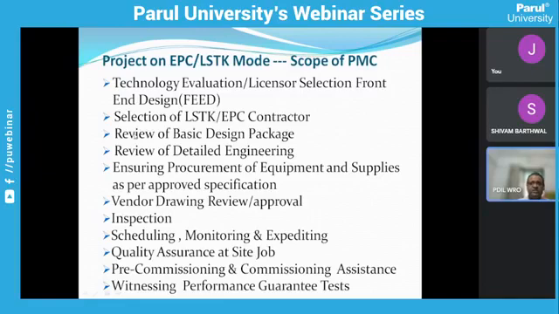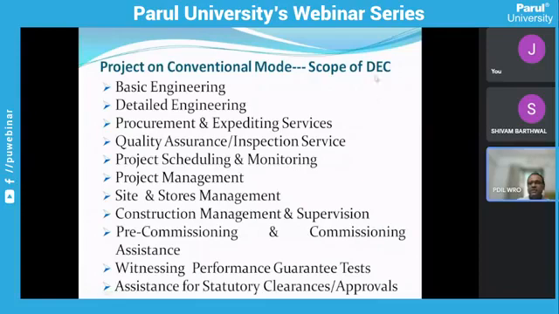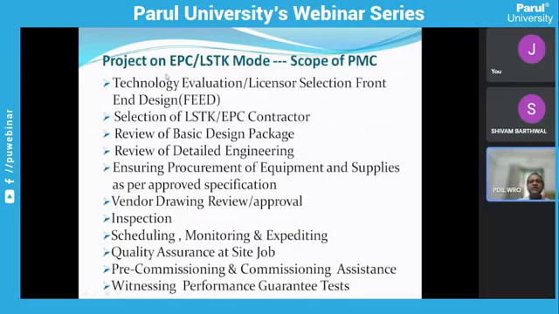And they will select an LSTK contractor based on the tender. That means how the contractors are quoting for a job, and based on the tender evaluation, they will select the LSTK contractor, and they again will review the basic design package and the detailed engineering design which are done by this LSTK contractor. So PMC is basically the review and approval authority for the LSTK contractor. So the role of PMC in case of LSTK or EPC mode and the role of design engineering consultant: the same person is working as a DEC in the conventional mode, and the same person is working as a PMC in LSTK or EPC mode, but the scopes are entirely different.